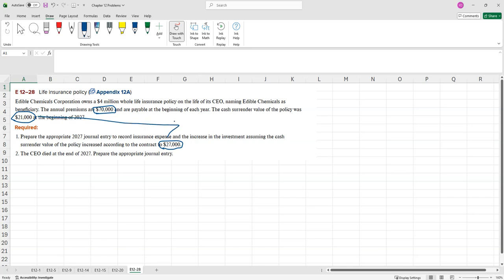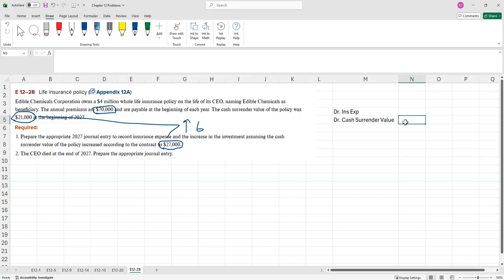So we went from 21 to 27. It went up by 6. So how we would do this: essentially, it's debit insurance expense for the life insurance policy, debit cash surrender value, that's going to be for the increase, 6,000. We'll do credit cash for the 70 that we paid, and the difference to make it plug, or at least the portion for the insurance expense, is 64,000.